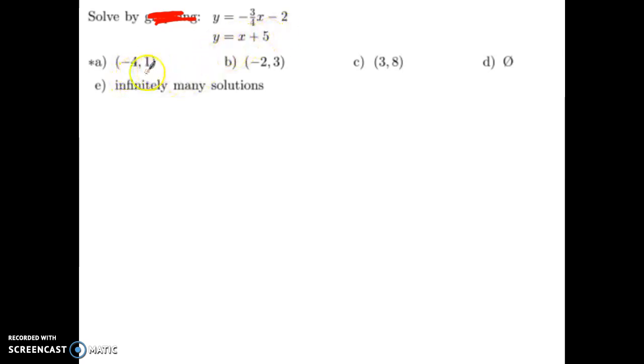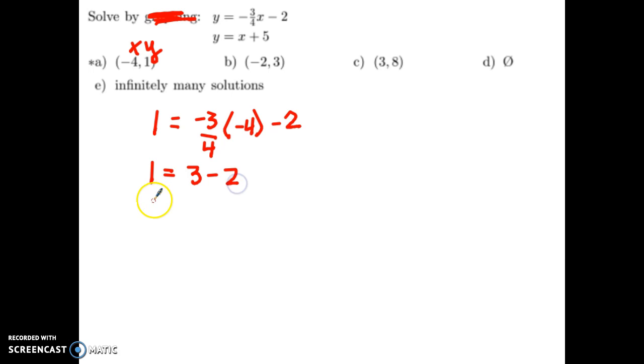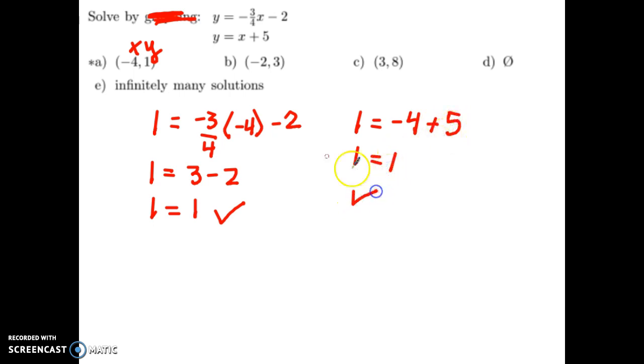If it's the solution, then it works for both equations. So when I say y is 1 is equal to -3/4 times -4 minus 2. If you put this in your calculator, -3 times -4 is 12. 12 over 4 is 3. So 3 minus 2 is 1. So 1 is equal to 1. It must work for both. And then y is 1 is equal to -4, that's my x, I'm plugging it in, plus 5. Please watch the video again if you don't understand what I'm doing. -4 plus 5 is 1. So that's the reason why it's the solution.